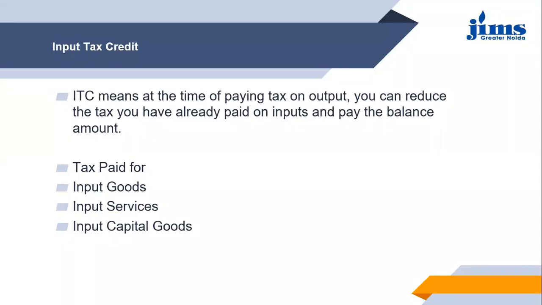So now, what is ITC? You now know what ITC is and how the credit is given. Now we will take up in detail how this process is done and what the clauses or provisions related to this ITC are. As you can see in the second point, it says ITC on tax paid for input goods, input services, and input capital goods, which simply means that under these three types, you can take the credit.